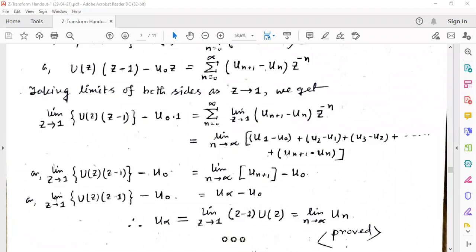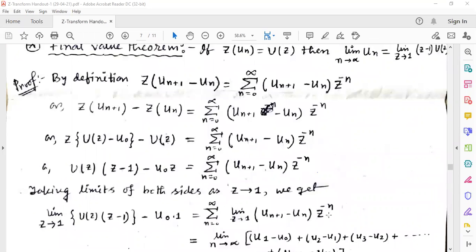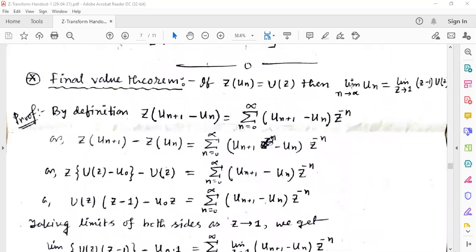So from here only un plus 1 will be remaining and minus u0 will be remaining. All other terms will be cut down, plus minus plus minus. So it is coming limit n tending to infinity un plus 1 minus u0. This u0 and this u0 will be cut. So limit n tending to infinity un plus 1, that is u infinity. So u infinity equal to limit z tends to 1 Uz into z minus 1. So this u infinity can be written as limit n tending to infinity un, which was our required proof. It was given in our final value problem that limit n tending to infinity.